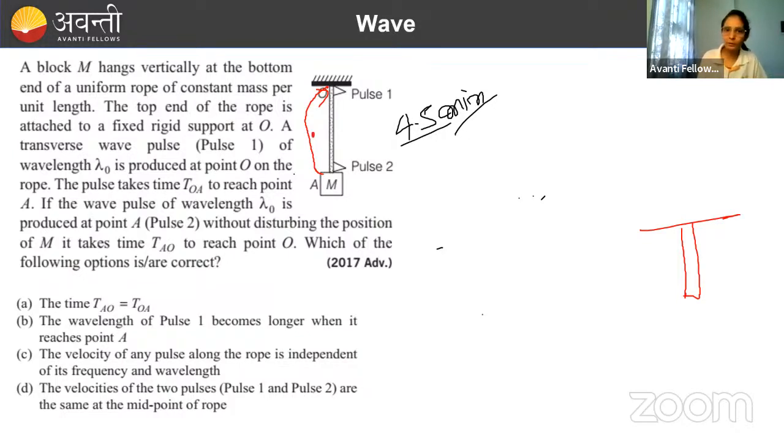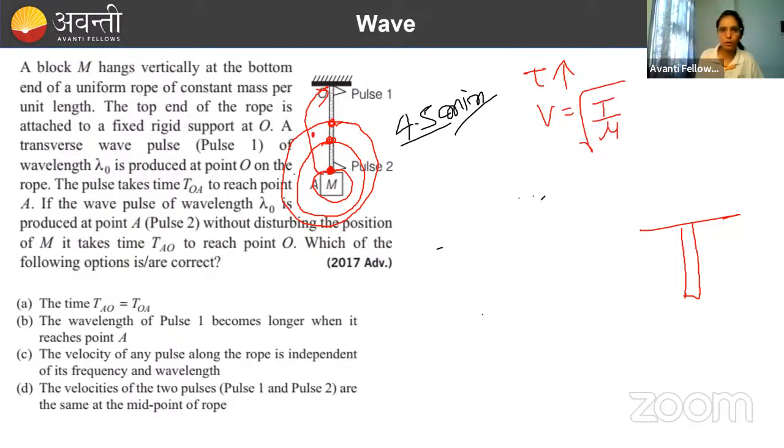Why won't its velocity be constant? At this point, the tension in the string will be mg. At the next point, the tension will be the weight of the mass of this whole portion, and similarly at this point. So as we go up, the tension is increasing, and velocity is root of T by mu, so velocity will also increase. For different small sections, the velocity is different. To calculate the total time, we first calculate how much time it takes to cross any small segment dl situated at length l from A. That I did there.